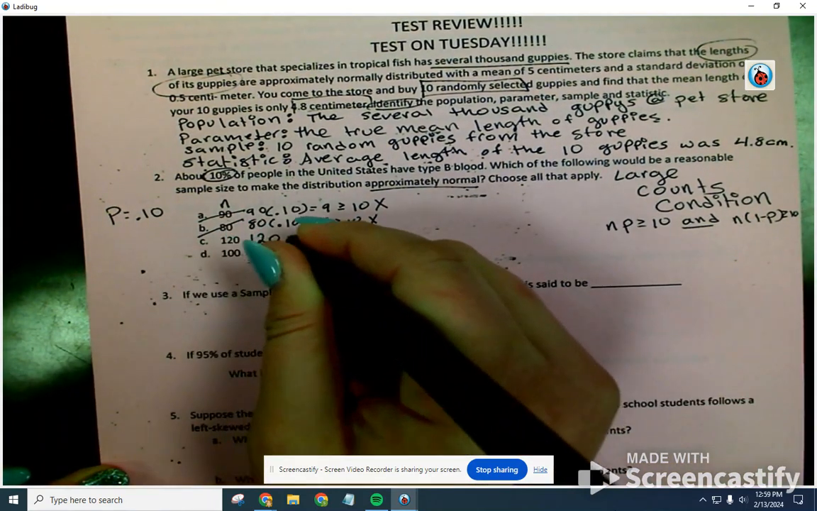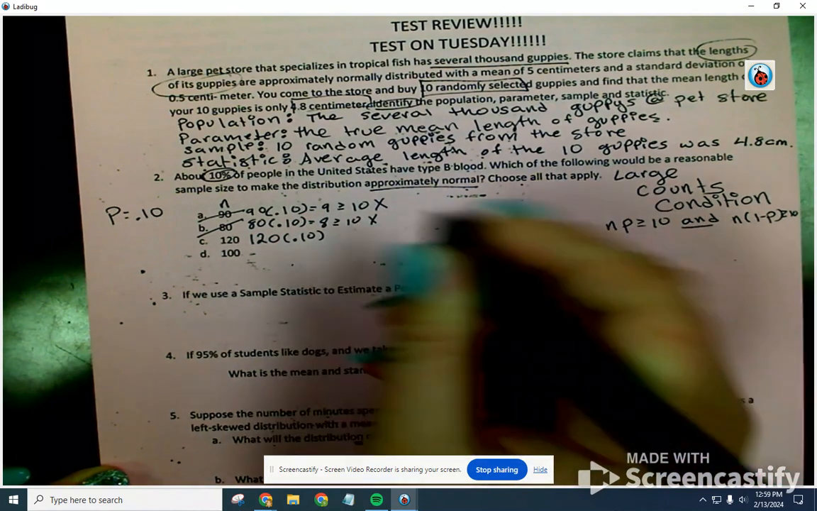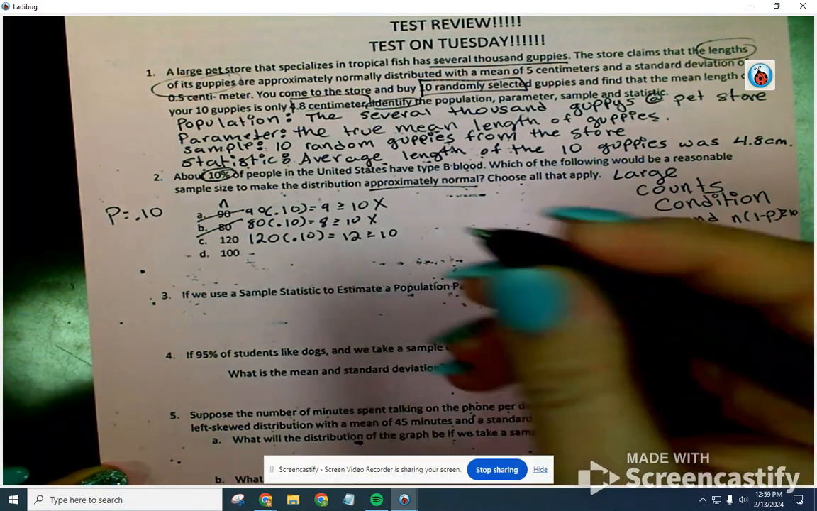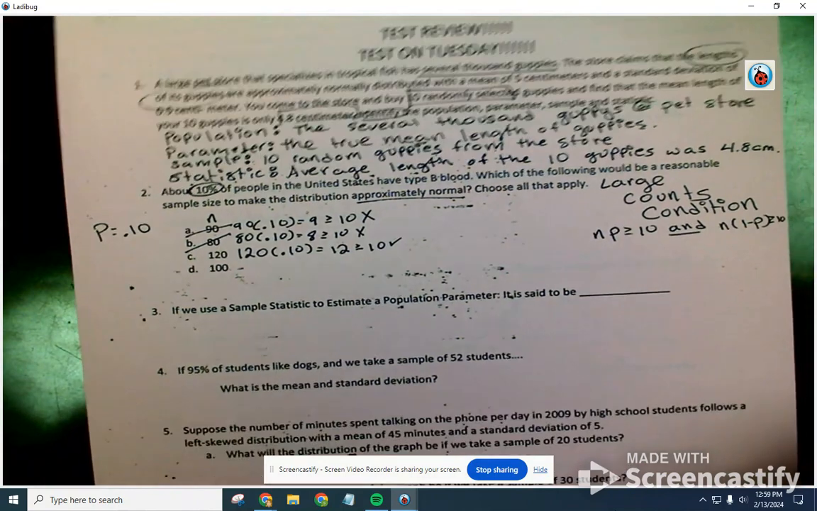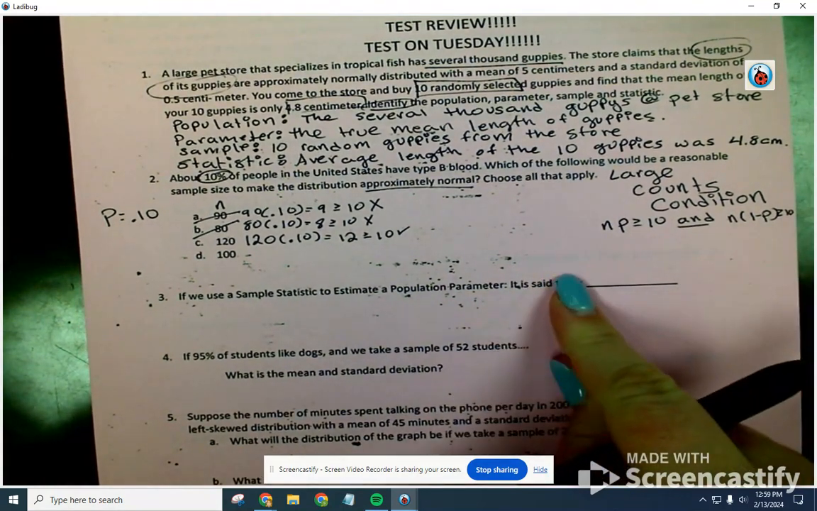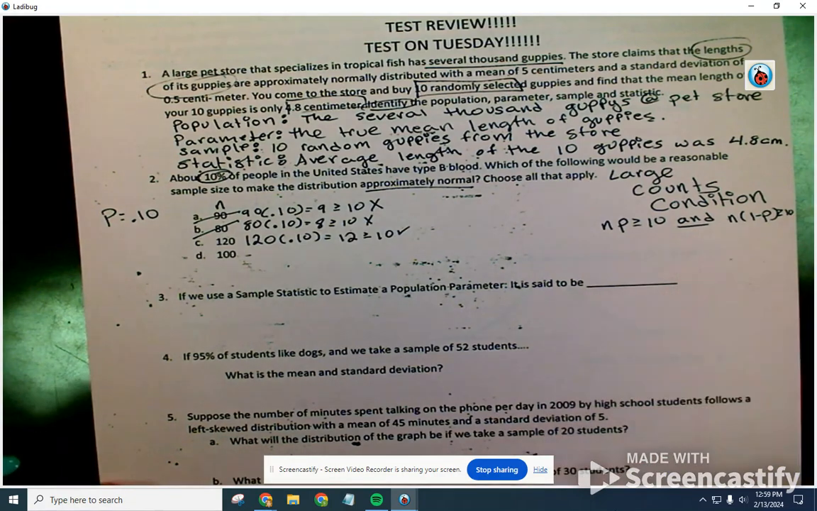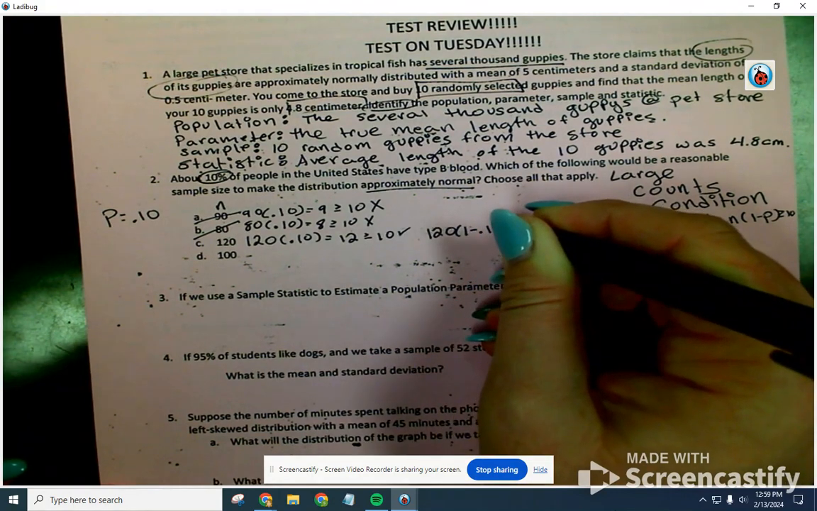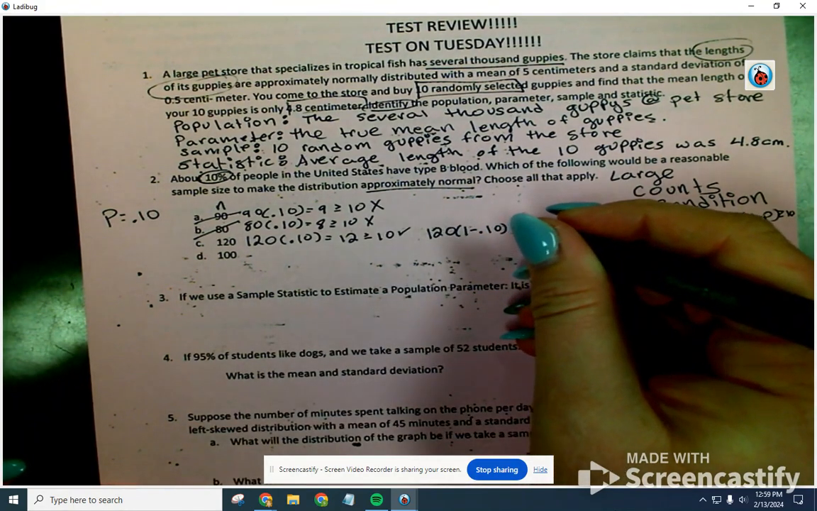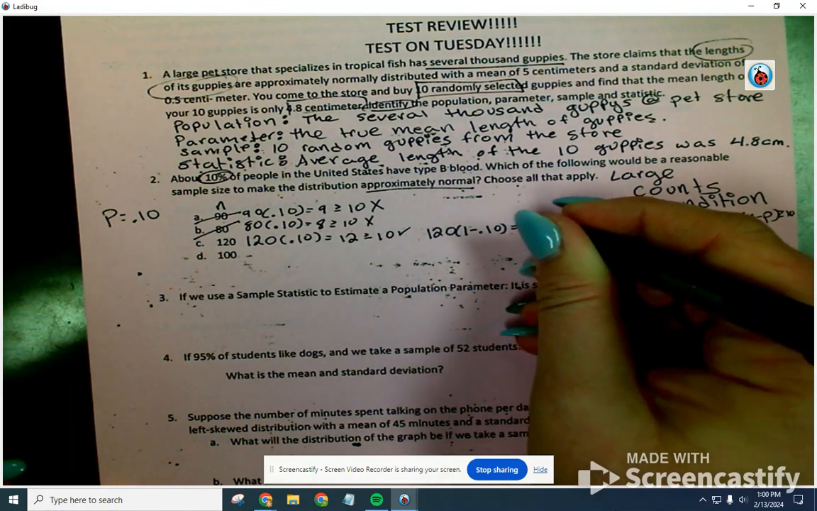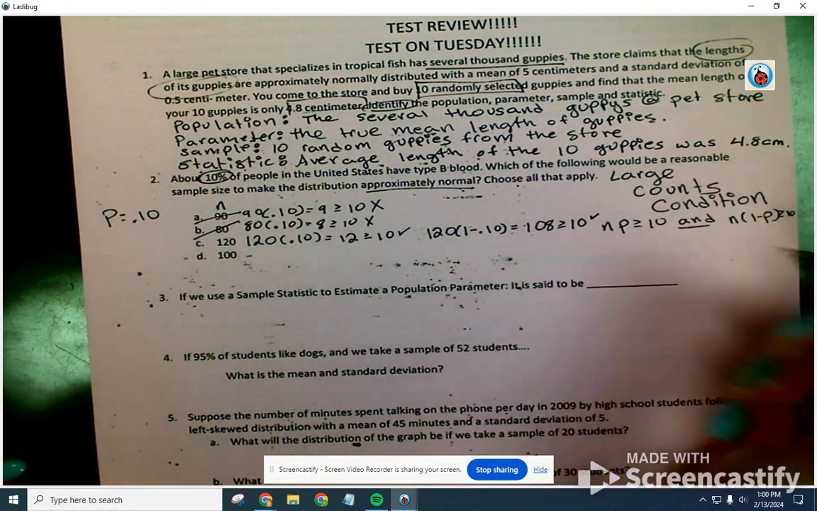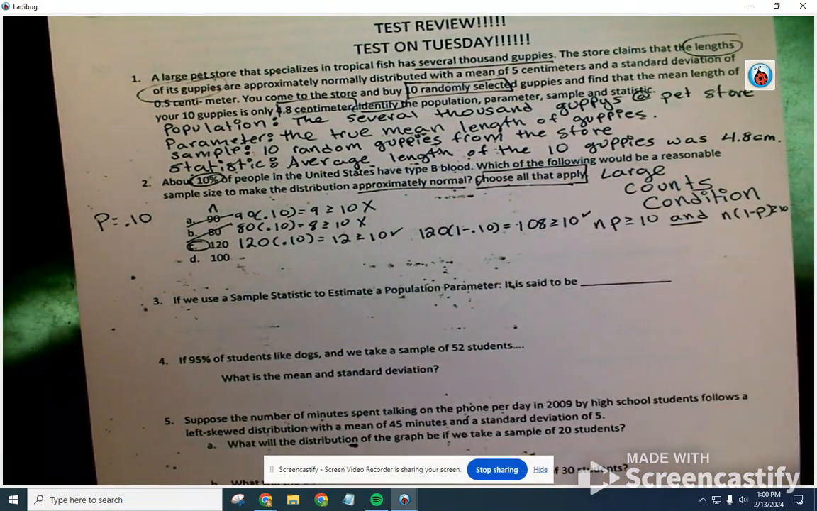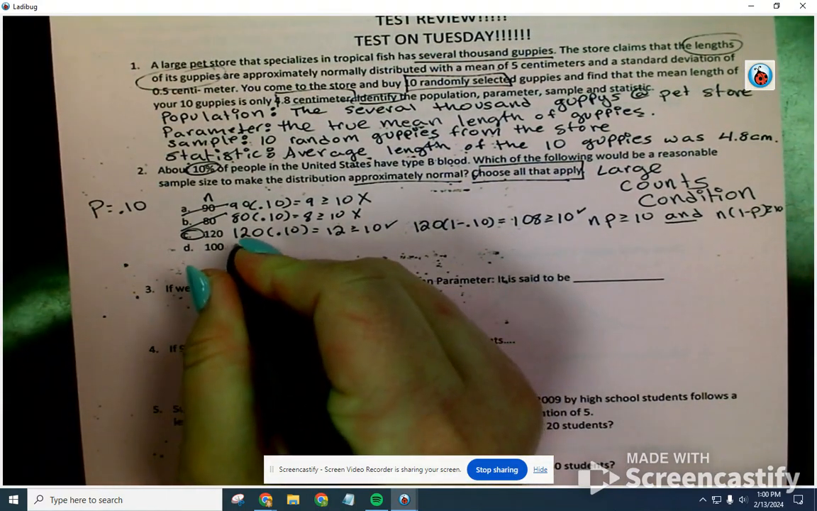So then we're going to look at 120. Do 120 times 0.10. And whenever you multiply that, you actually get 12. And 12 is greater than or equal to 10. So that's the first condition met. But we also have to check the second one for the large counts condition. So I'm going to do 120 times 1 minus 0.10. And that will give me 108. And 108 is greater than or equal to 10. So that's good. Now, look how it said choose all that apply. That means there might be another answer. So we're going to check the next one.